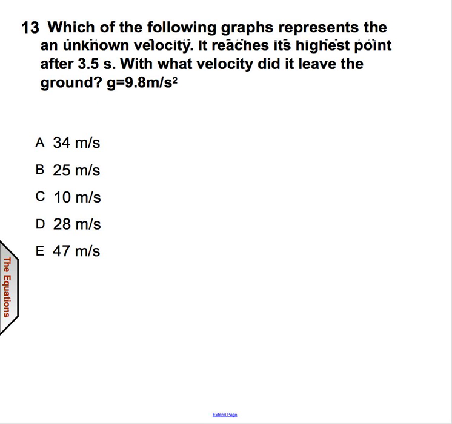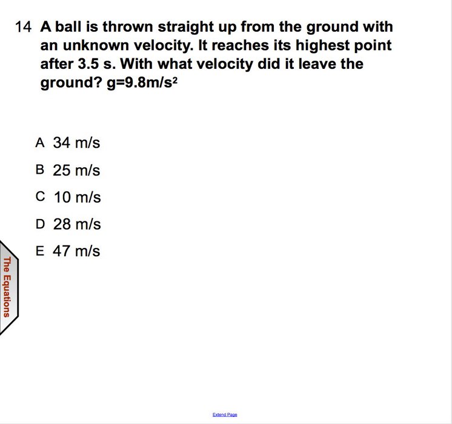A ball is thrown straight up from the ground with an unknown velocity. It reaches its highest point after 3.5 seconds. With what velocity did it leave the ground? So stop the tape and see if you can do the question.